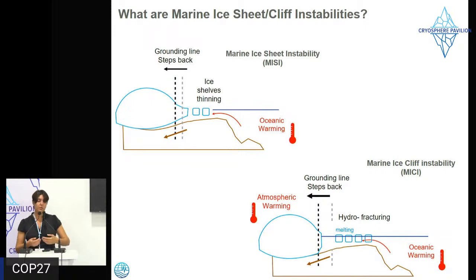So it also produces a huge discharge of ice into the ocean and a very large sea level rise, even larger than the marine ice sheet instability because it combines both.